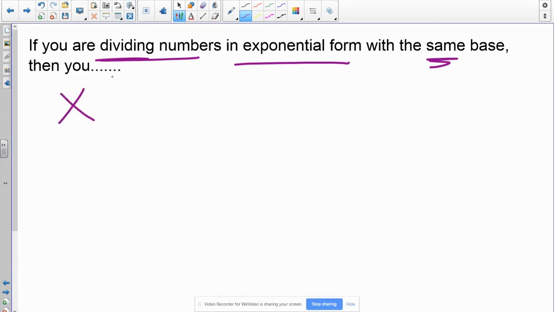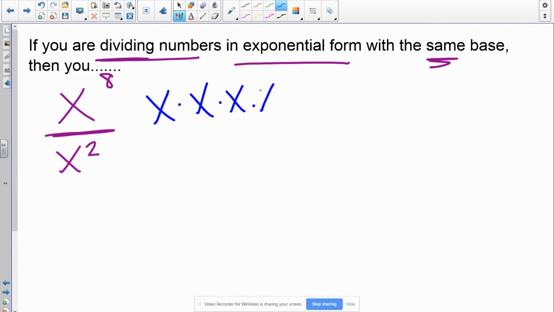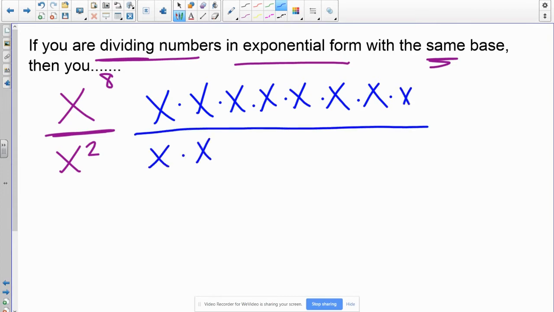let's go with x to the 2nd times x, I'm sorry, that would be x to the 8th divided by x to the 2nd. So I'm going to write this out till we get used to what we're doing. So we're going to write this out in expanded form. So I got 8 x's. 1, 2, 3, 4, 5, 6, 7, 8. And we're going to divide that by 2 x's.